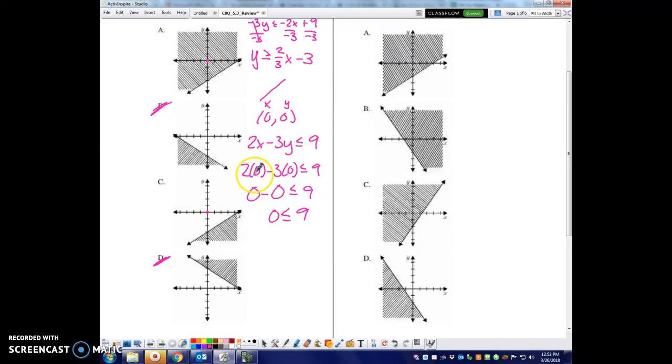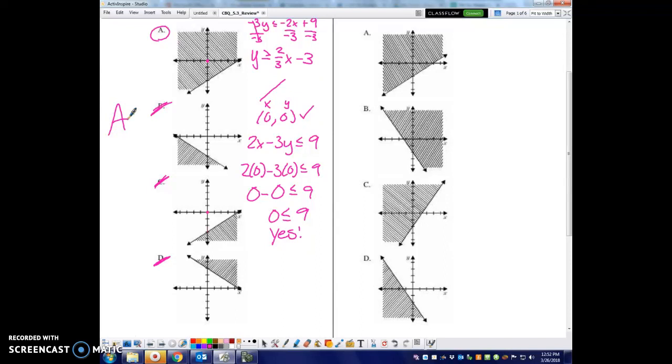From now on, whenever I see this, I know I'm just going to make that 0. Is 0 less than or equal to 9? Yes. So that means that the point 0, 0 did work, and it should be a solution. So the answer is A.